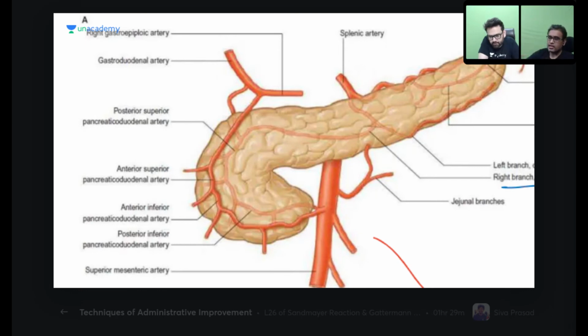So the inferior or transverse pancreatic artery is going to the left side. We will stop over there. Now coming to the other branch, the right one going to the head.